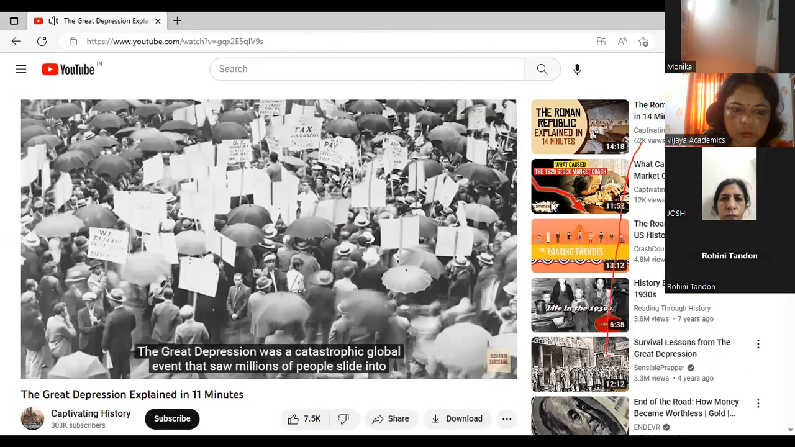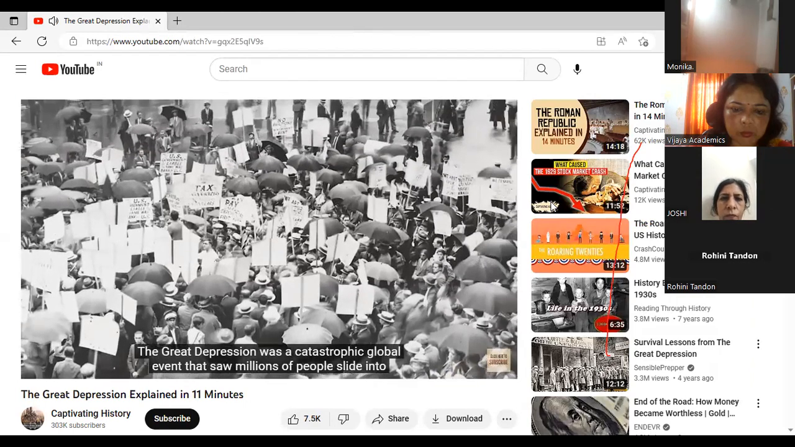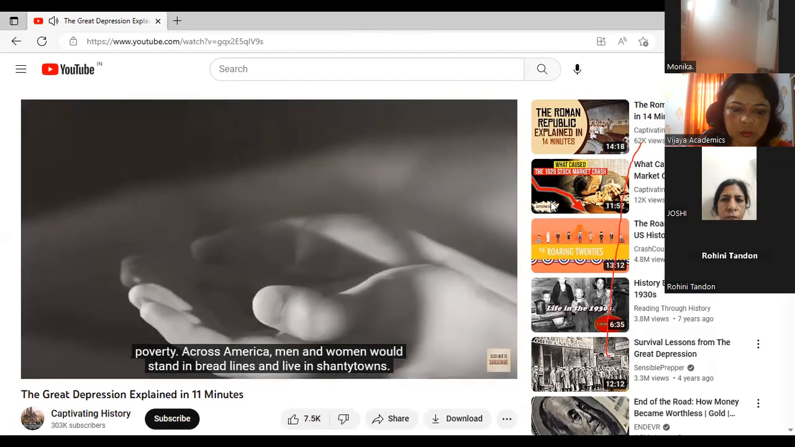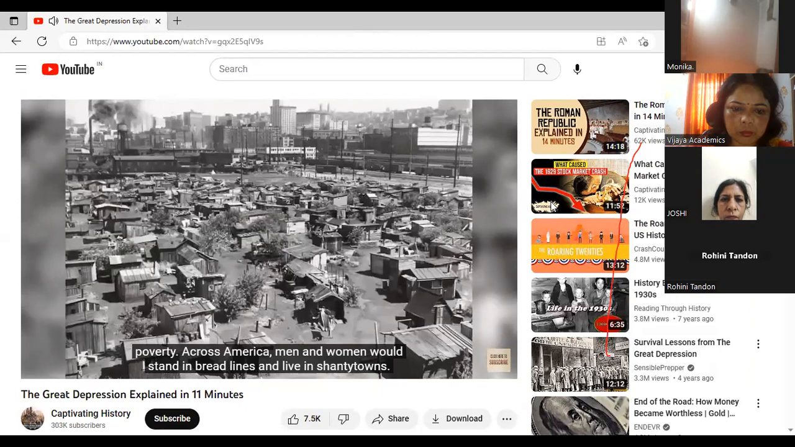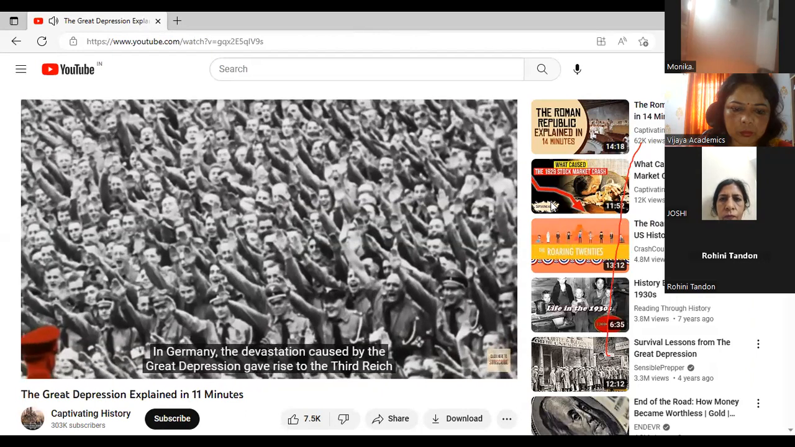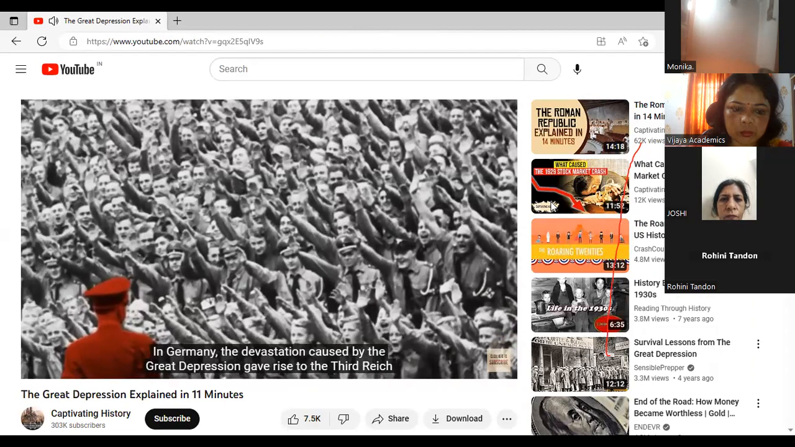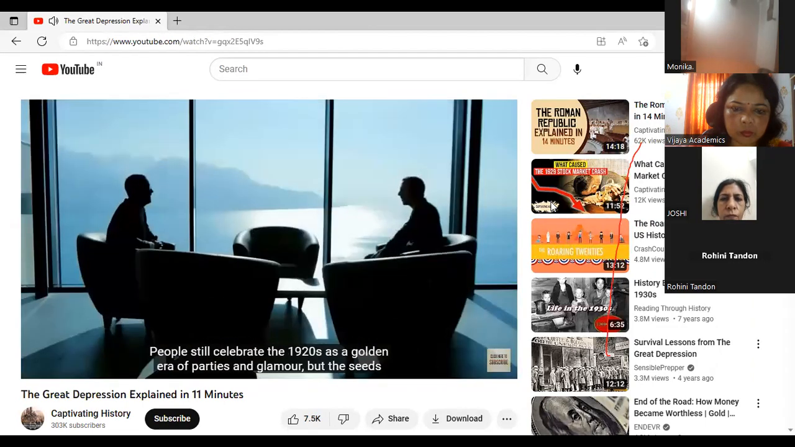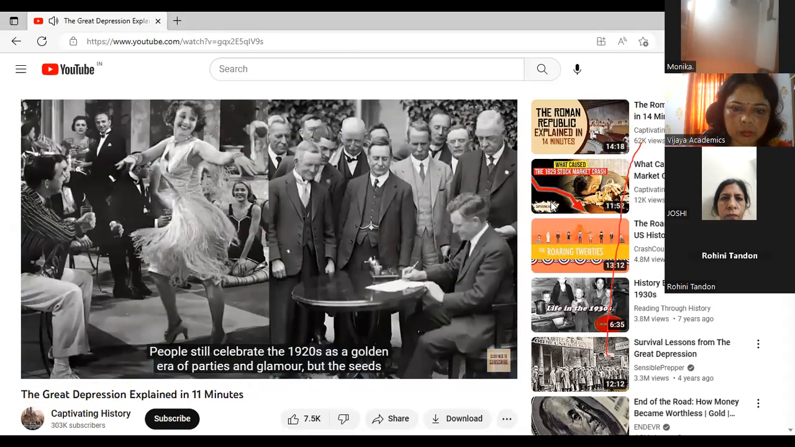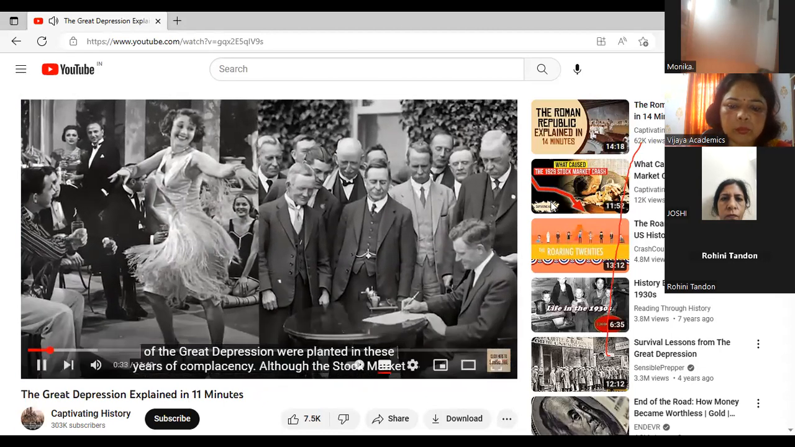The Great Depression was a catastrophic global event that saw millions of people slide into poverty. Across America, men and women would stand in bread lines and live in shantytowns. In Germany, the devastation caused by the Great Depression gave rise to the Third Reich and ultimately led to the start of World War II. People still celebrate the 1920s as a golden era of parties and glamour, but the seeds of the Great Depression were planted in these years of complacency.